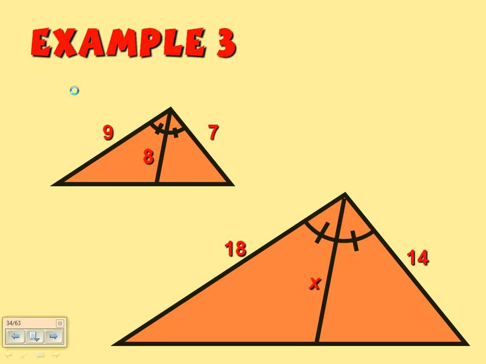Example number 3. These are angle bisectors. A lot of you guys can do this mentally again, but I want someone to tell me what proportion you can write for this. Finn. You would do 7 over 14 equals 8 over x. Good. So what would my answer be? It would be 16. Good.